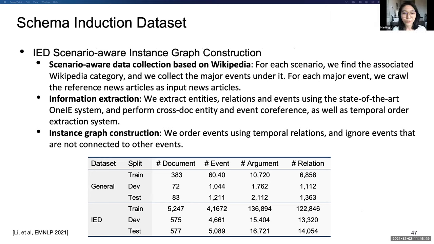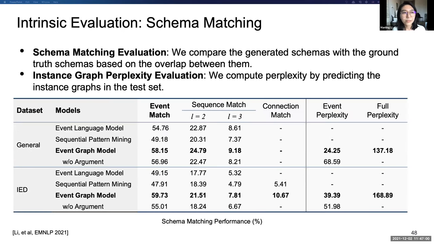Yeah, that's a great question. So we test our models on two data sets. One is from LDC and the other is from Wikipedia. And when we do the evaluation, there are two evaluations. One is the intrinsic evaluation, to directly compare the induced schema with the ground truth. Because we are doing graph-level comparison, we have different metrics, like event node matching and sequence matching of different lengths. So this is trying to find the event sequence, like after an attack, there will be an arrest event. So this is a length-two sequence.